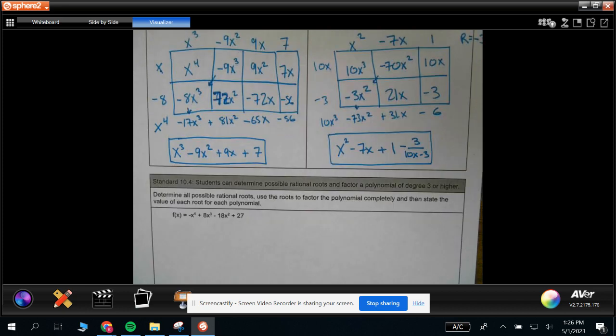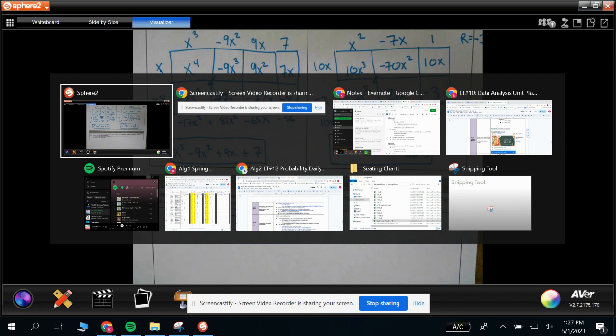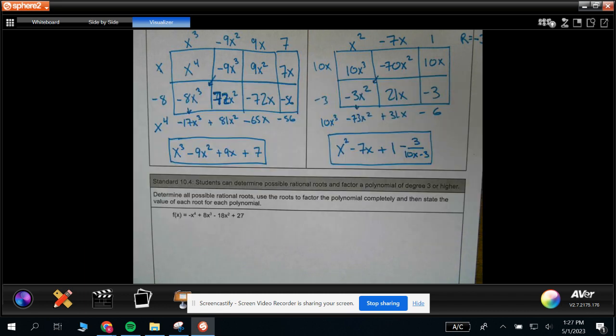Determine all possible rational roots. Use the roots to factor the polynomial completely, and then state the value of each root for each polynomial. So my first step is to think about what the rational roots are. Okay, what are the rational roots?